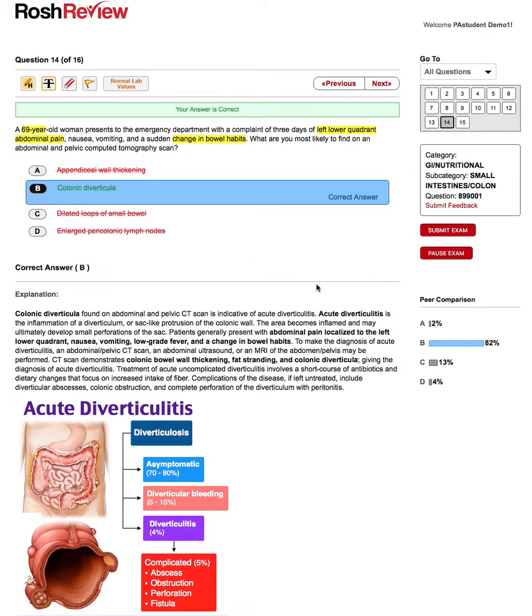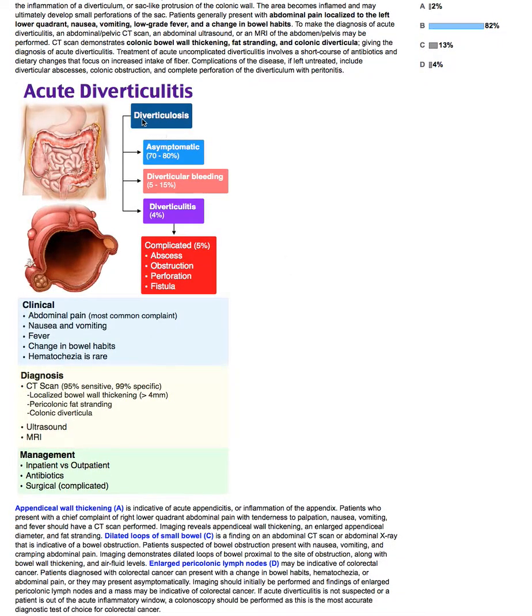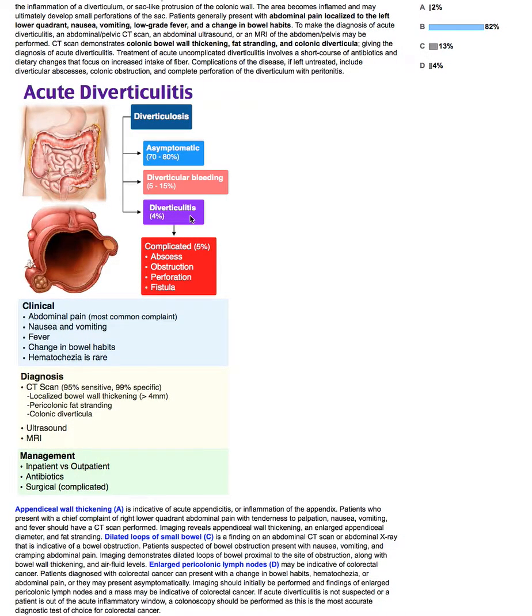If we see what other users have selected, B was the most commonly answered choice. Next was dilated loops of small bowel. But as we know, this is consistent with abdominal distension and abdominal pain. And so if we look at the graphic for acute diverticulitis, we note that it stems from diverticulosis, and it is a complication of diverticulosis. Diverticulitis itself can be complicated in about 5% of cases, and it's associated with abscess, obstruction, perforation, and fistula.